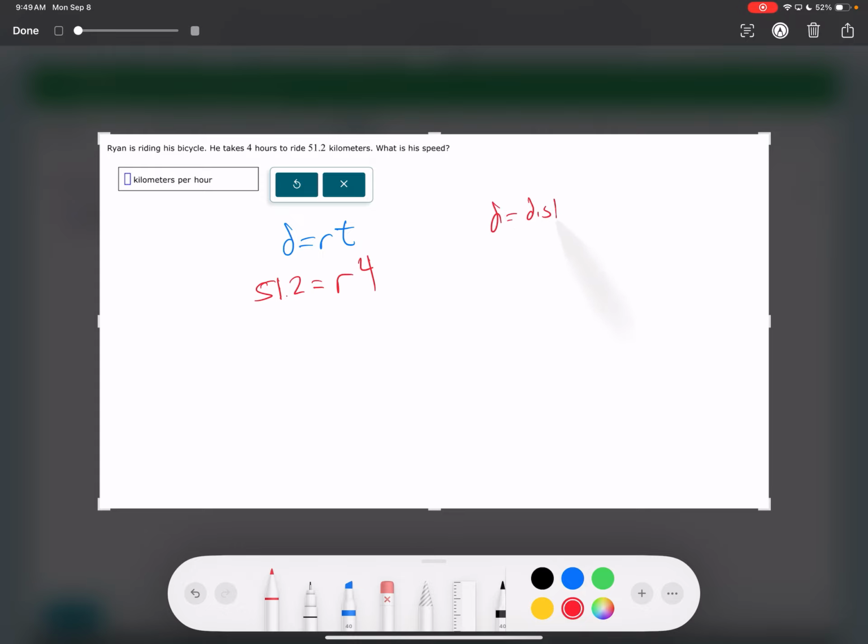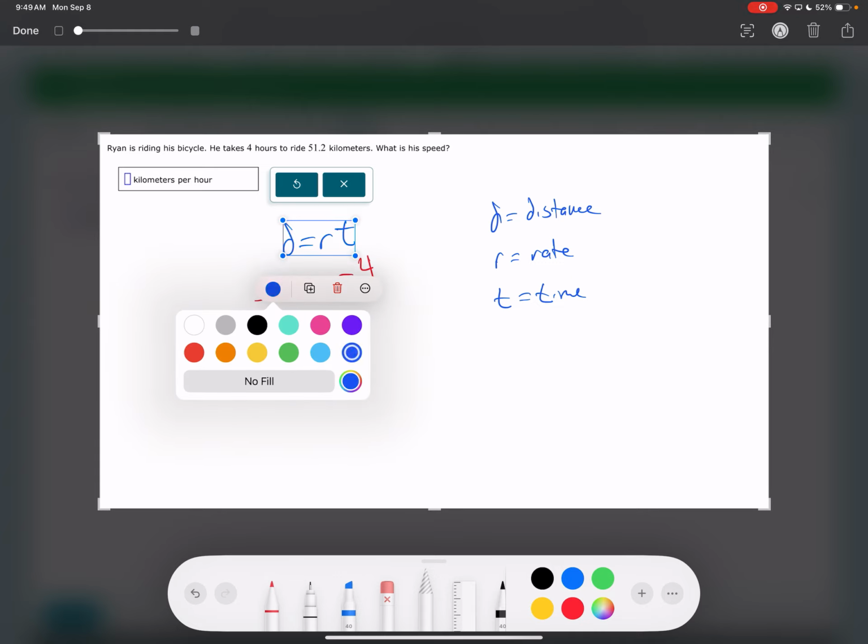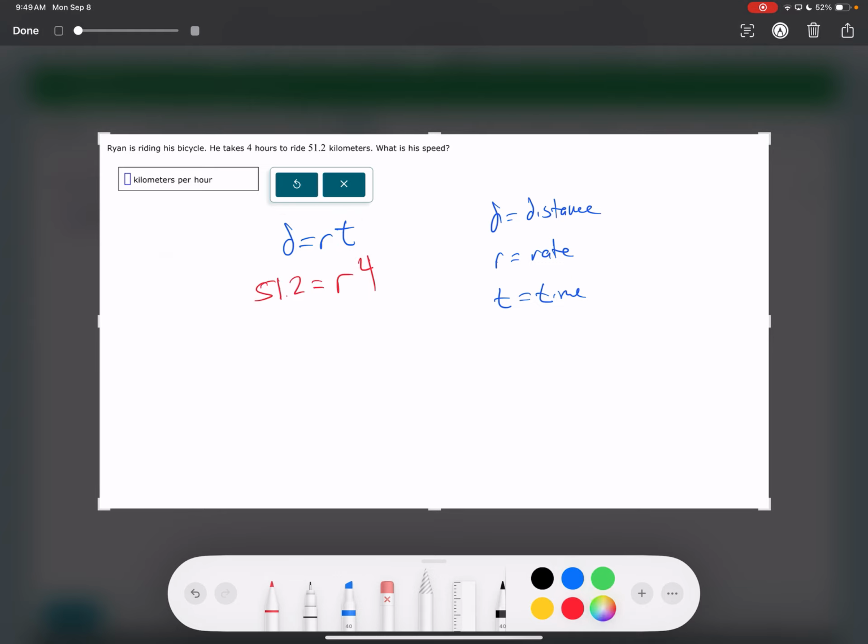So distance, rate, time. Okay, so now to get r by itself, all I need to do is divide by 4. Where'd I put my calculator? 51.2 divided by 4 is 12.8.